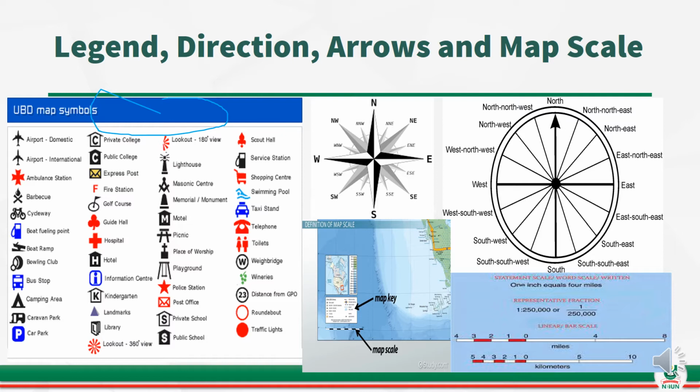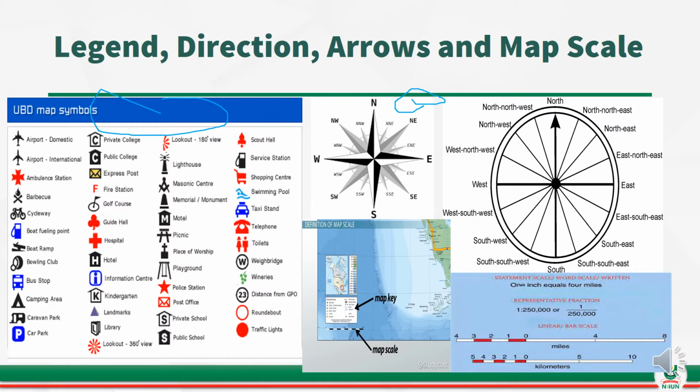The grid system is a series of lines used to find an exact location or place. We also have the directions. These are very important because they help a reader to determine his or her position.